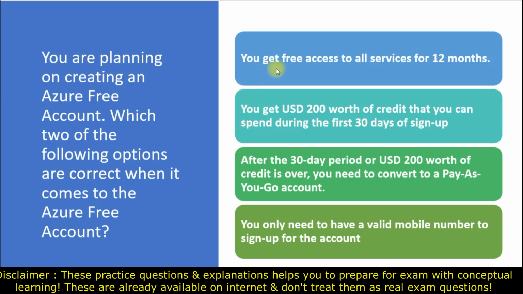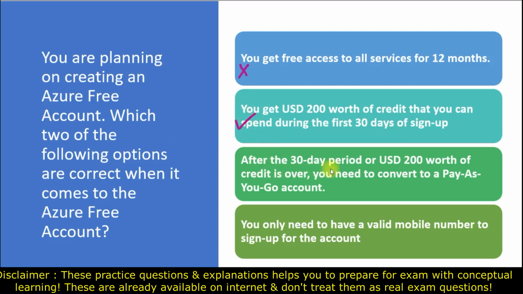In this question, the first option is you get free access to all the services for 12 months. As we know, we get only 200 credit for 30 days, so all the services for 12 months is not free. So it's not correct. You get 200 USD worth of credit that you can spend during the first 30 days of sign up. Yes, that is correct.